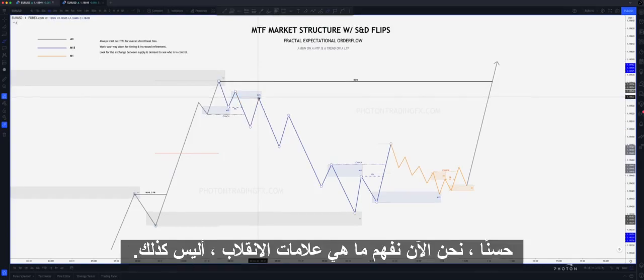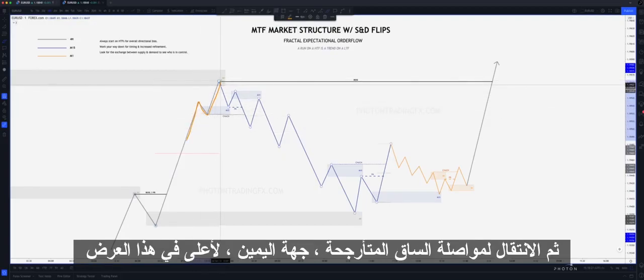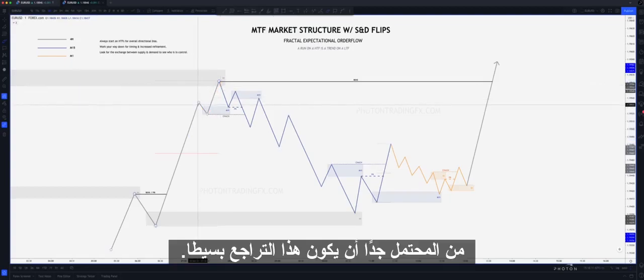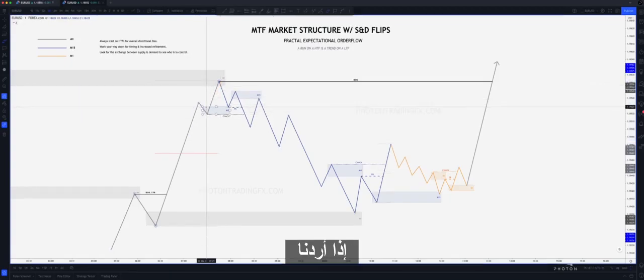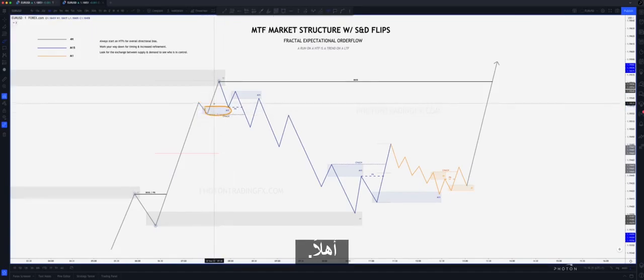Well, now we understand what flip zones are, right? So in this 4-hour leg up here, we had this 4-hour minor pullback to then move to continue the swing leg, right, up into that supply zone. It's very likely that that minor 4-hour pullback, if we were to jump down onto a 15-minute time frame, was a M15 demand zone, right? That caused an M15 higher high.